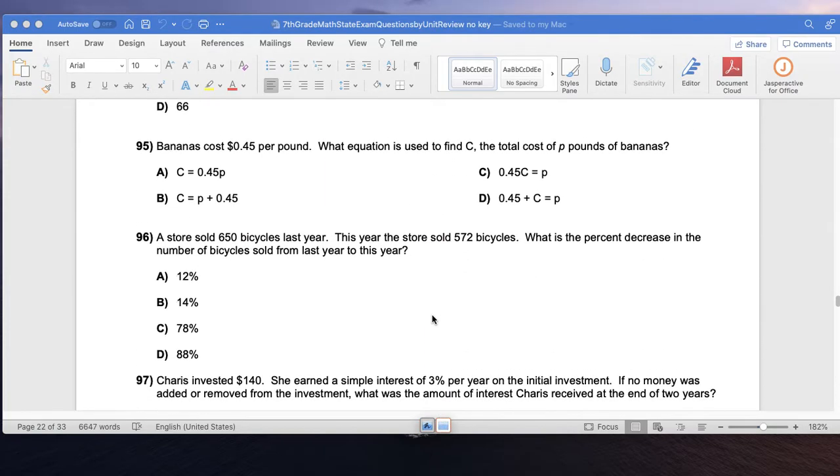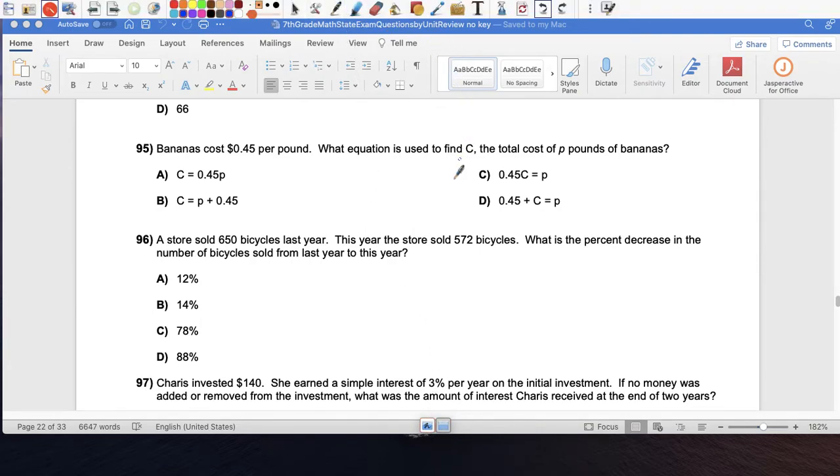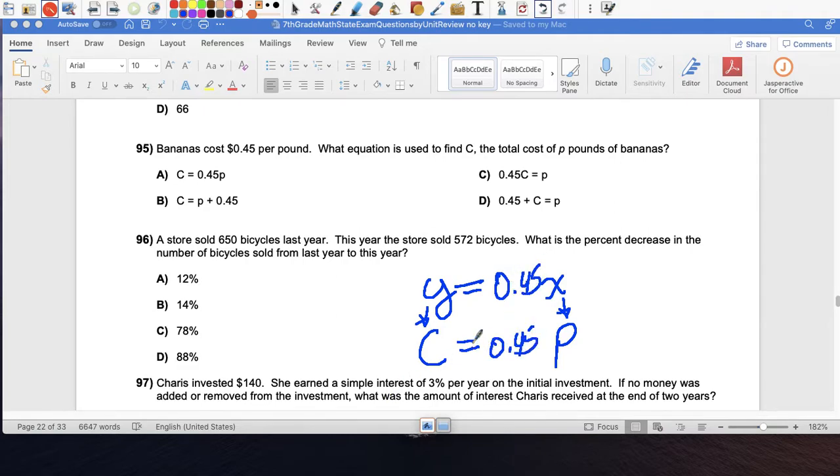95. When bananas cost 45 cents a pound, what's the equation used to find C, the total cost? So now the total cost is y, and the number of pounds is x, right? So this is basically, instead of y and x, they use C and P. Still, this is my dependent variable, right? The total cost that you pay depends on the number of pounds that you buy, and each pound is 0.45. So do we have something that looks like that? Yeah, we do. 95 is again A.